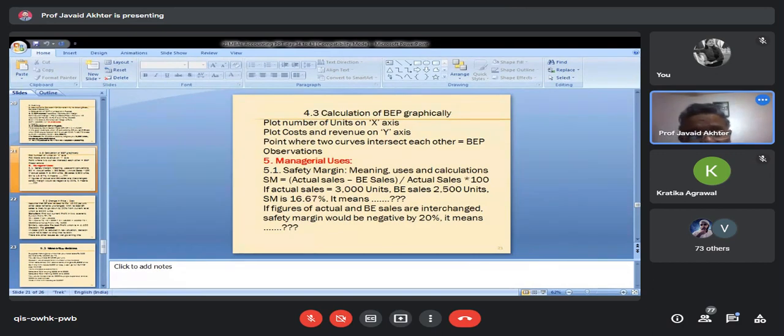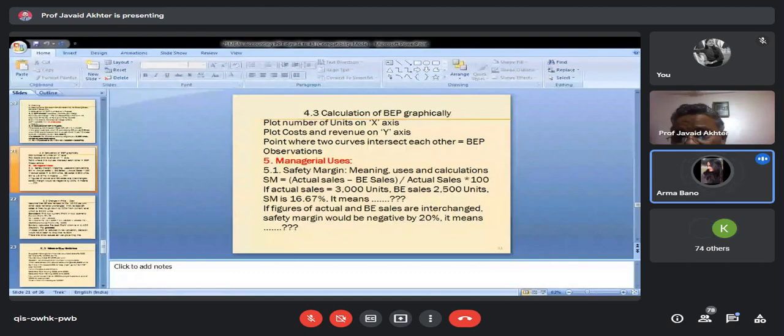So each calculation has its own merits and demerits. Graphically, if you calculate, you can come to the cost and profit, the magnitude of losses, the magnitude of profit, all in one place. And with various points, you can find out the profit or losses. So break even can be calculated using a graph also. It was explained to you yesterday.